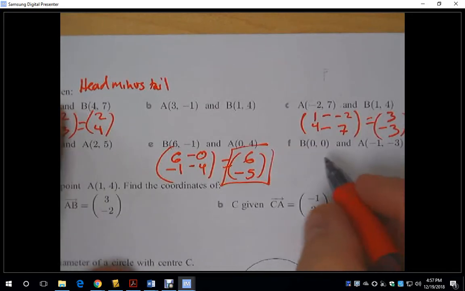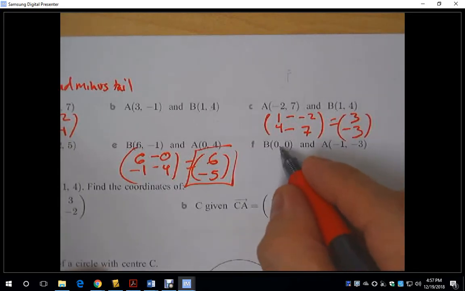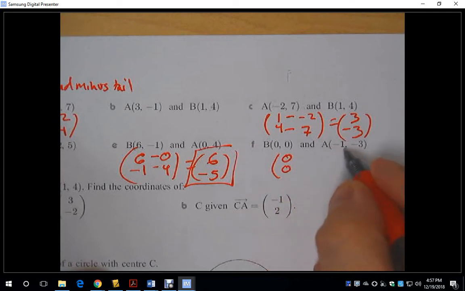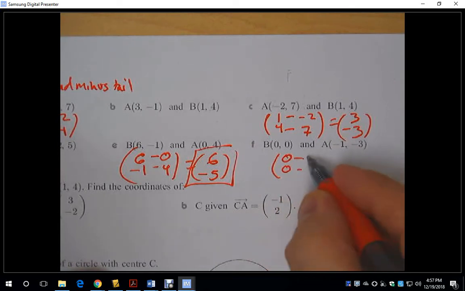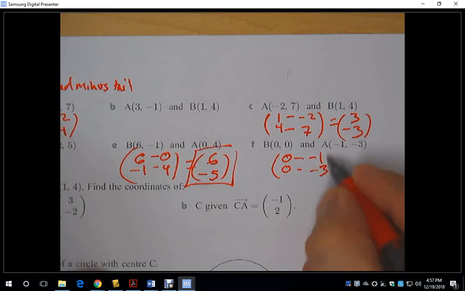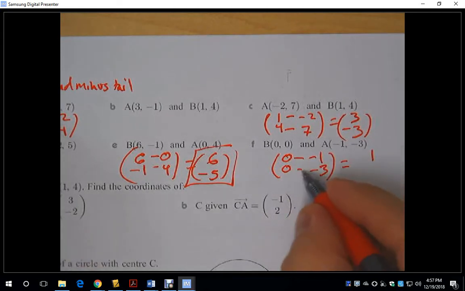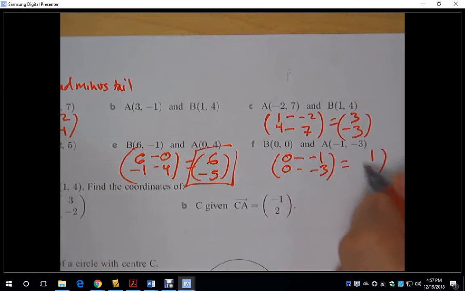One more. We're going to take our point B, which is (0, 0), and we're going to subtract our point A, which is at (-1, -3). 0 minus negative 1 is going to give us 1, and 0 minus negative 3 is going to give us 3. So there you go.